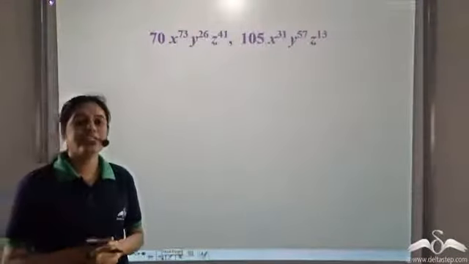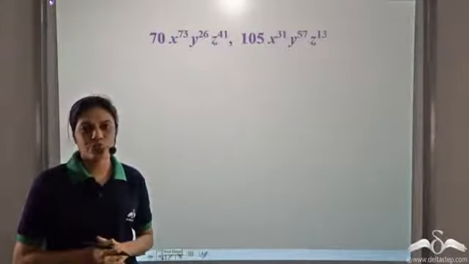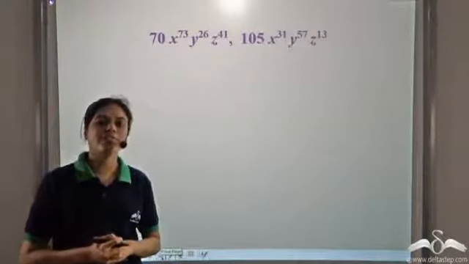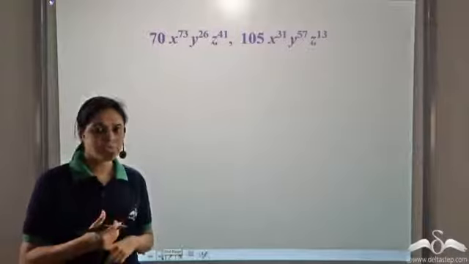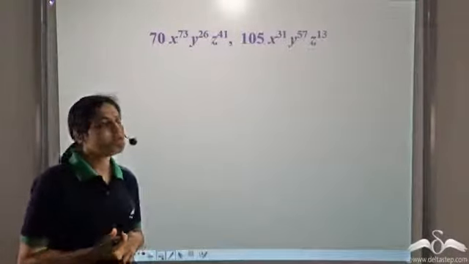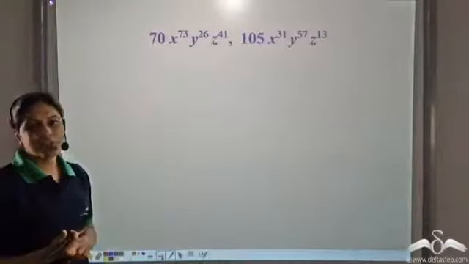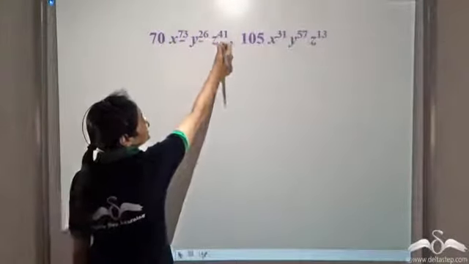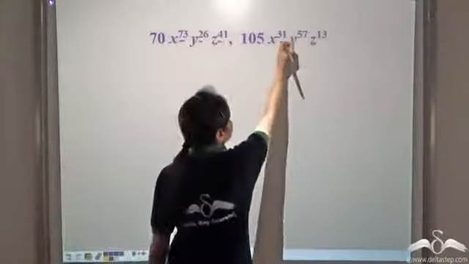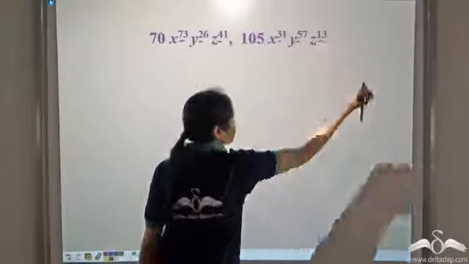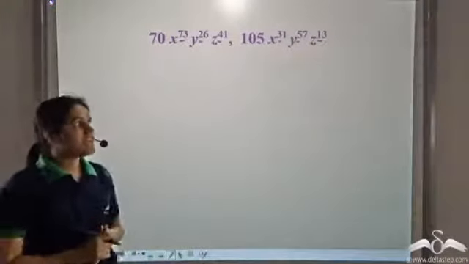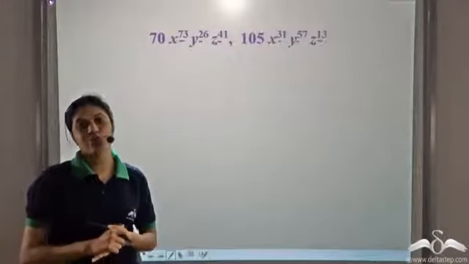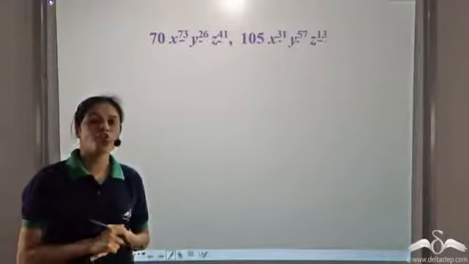Now calculate the HCF of these two terms. Which method should you use in calculating the HCF of these two terms? The first method or the second method? Look at the powers of the variables. You have 73, 26, 41, 31, 57, 13. So if you try to write these terms as a product of their irreducible factors, you'll fall short of space and time.